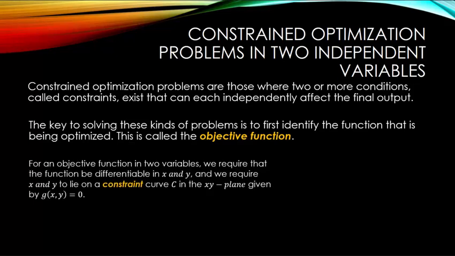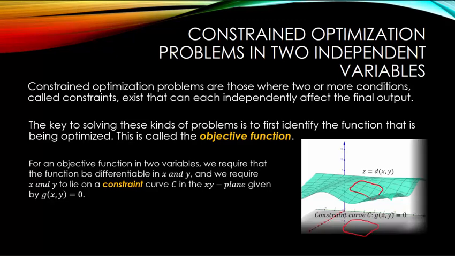If I have an objective function in two variables, I require that the function be differentiable in x and y, and I require x and y to lie on what I call a constraint curve, C, in the xy plane, given by g(x,y) = 0. A picture of this would show a surface that lies above my xy plane, given by z = f(x,y), but my constraint curve C is the projection of that boundary region onto the xy plane itself. This constraint curve is given by g(x,y) = 0.